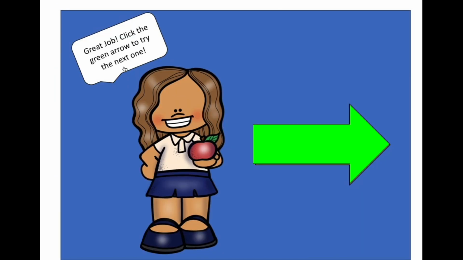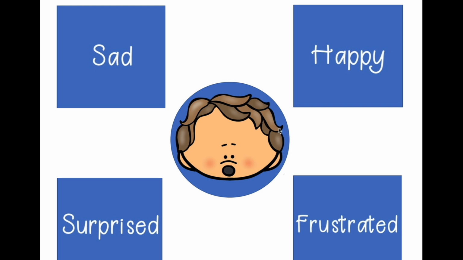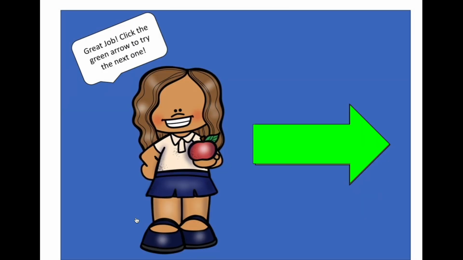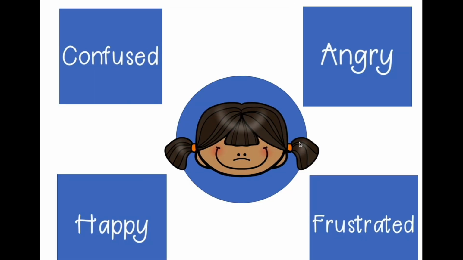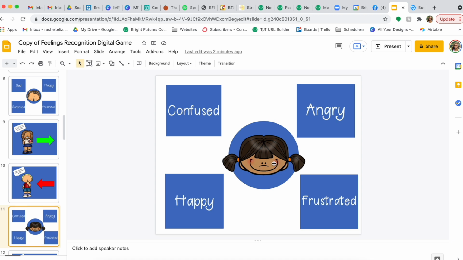So these are self-grading. This girl, if you put that she was happy, it would say, try again, and you click the arrow and then you get another chance. So these are self-grading, kind of like a Boom card, but just a different format. And you just move forward that way. And they all have those clip art images.